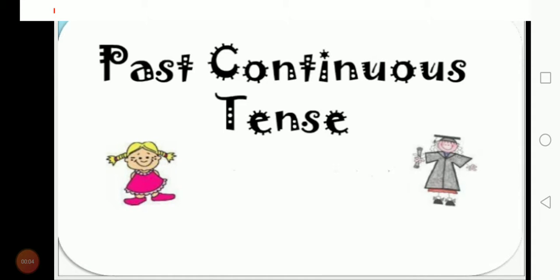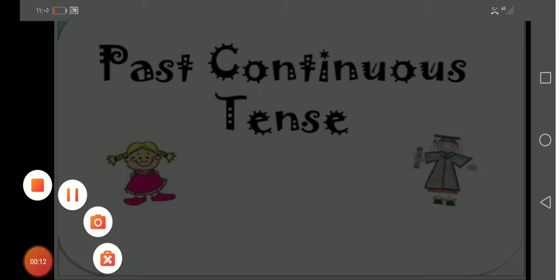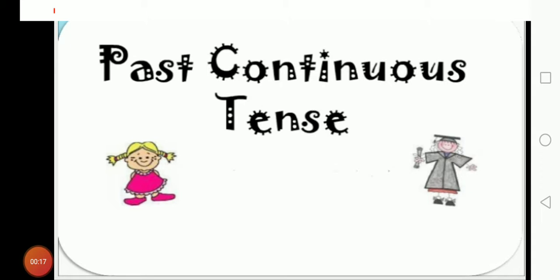And in today's lesson, we're going to take the past continuous tense. Let's see when we use this tense, how we use it, and the key words or time expressions while using this tense. Now let's get started with the usages of the past continuous tense.